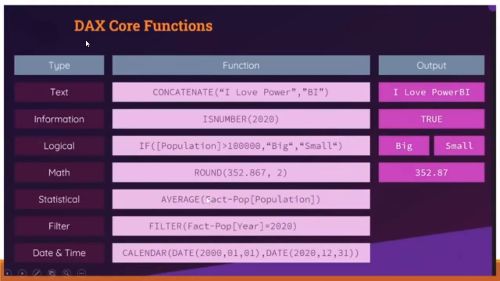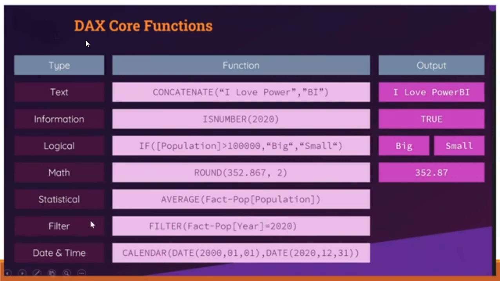Right now here, we are calculating the average of the population column. Here you can see the table reference also. The fact population is the table reference and population is the column reference. Then comes the filter function, where you can filter a column for a specific value. Here we are filtering the year column present in the fact population table to only 2020. We are also going to use the filter function.